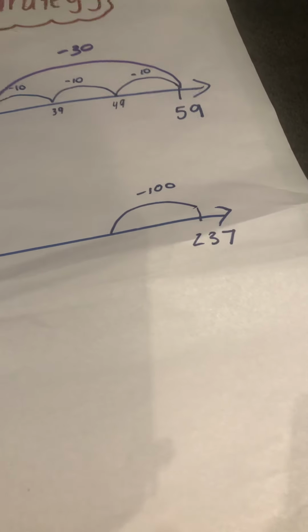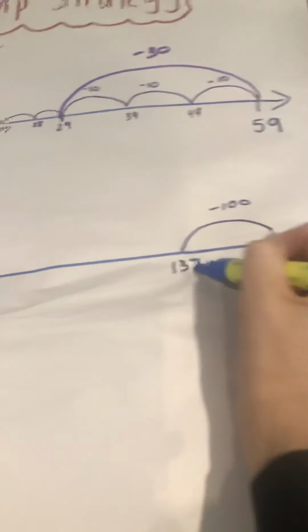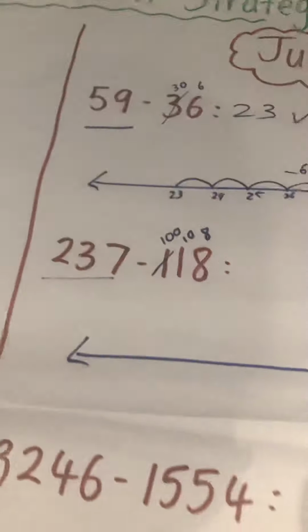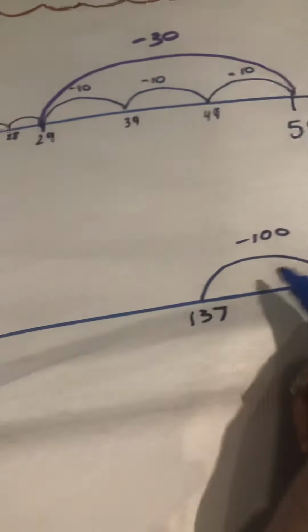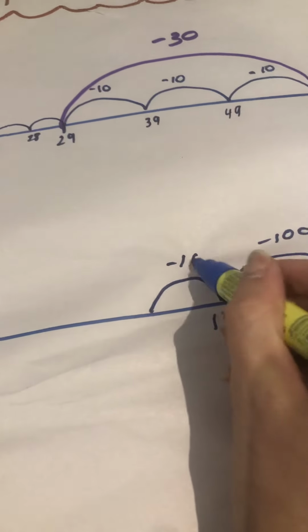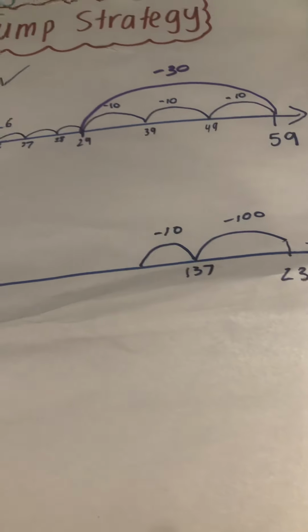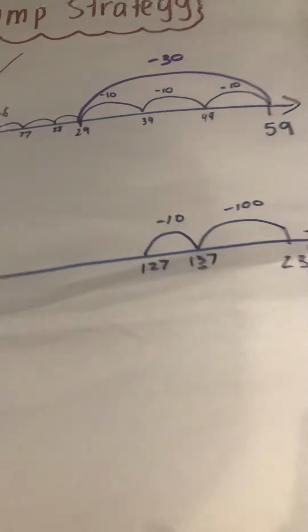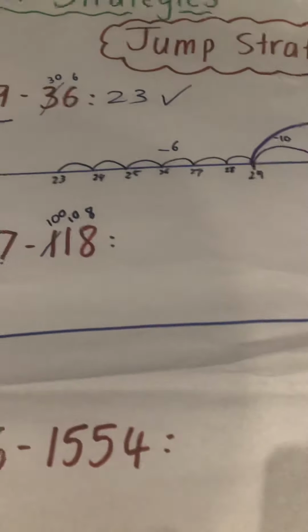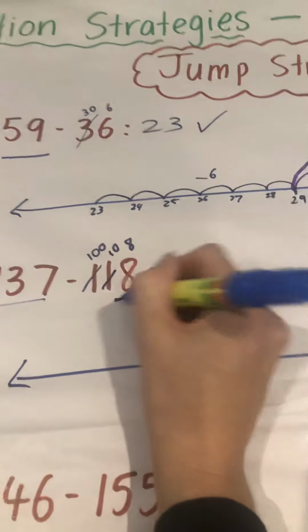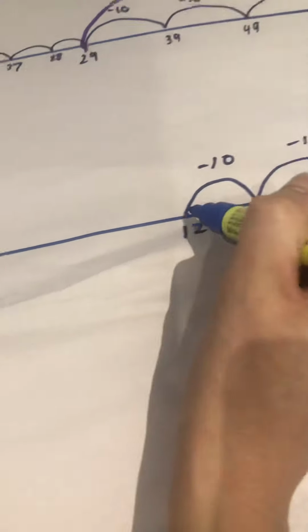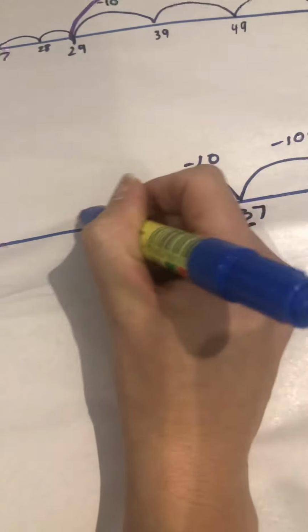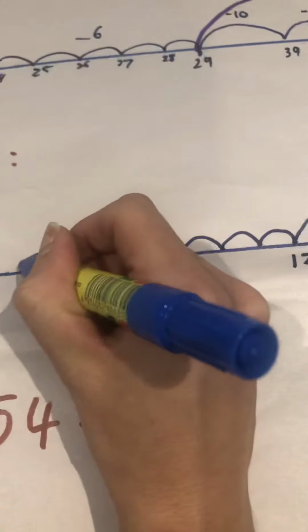237 minus 100 is 137. So coming back here, I've done my hundreds jump. Now I've got to do one jump of 10. Okay, so 137 take away 10 is 127. As you can see, it affects that one there, jumping down by tens. And then we have 8 little ones to go. Okay, so I can do them by singles. 1, 2, 3, 4, 5, 6, 7, 8.